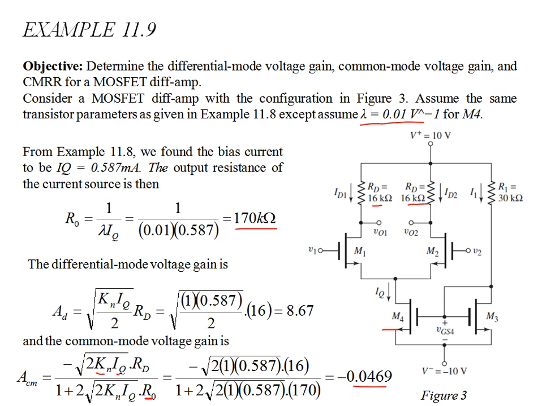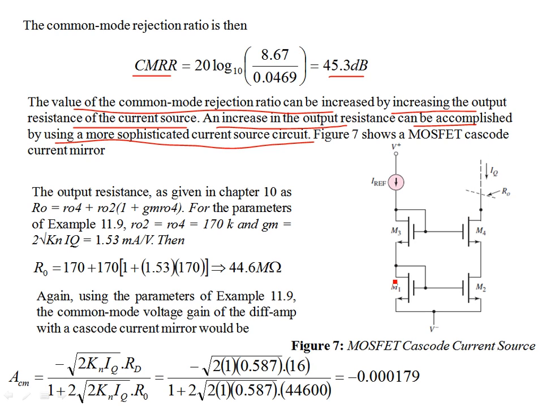So instead of having this configuration of the current mirror circuit, what we can do is to employ a cascode current source, MOSFETs. So there are four MOSFETs connected in this fashion, in cascode fashion. Now in chapter 10, the output resistance of this configuration is given as R0 is R0 4, R0 2, then 1 plus gm R0 4.